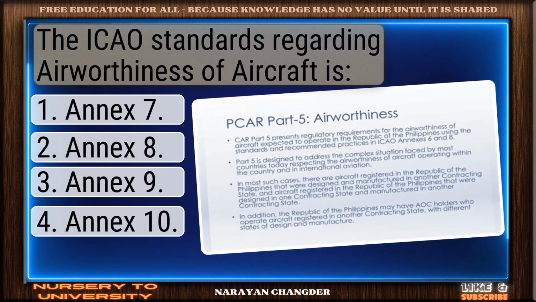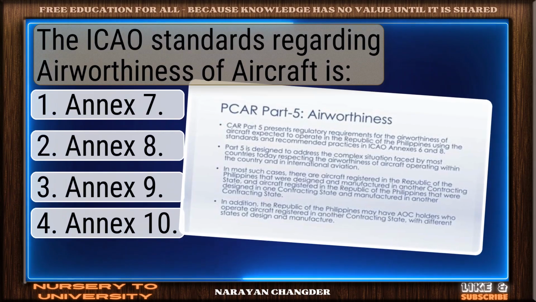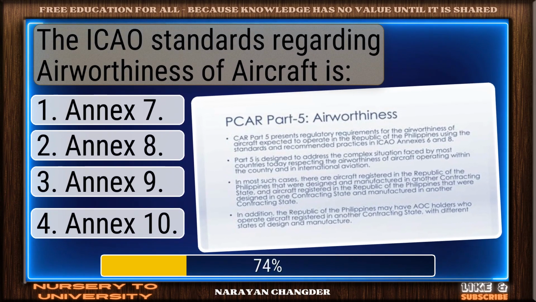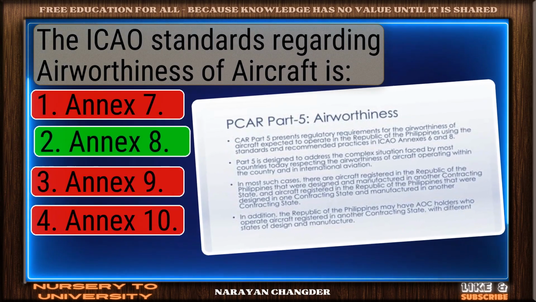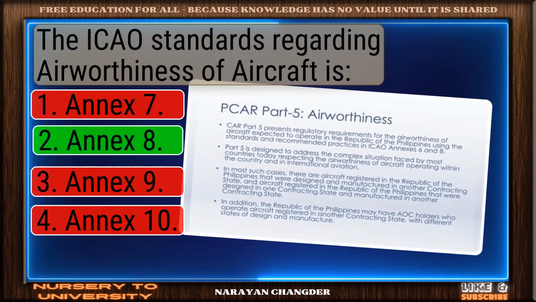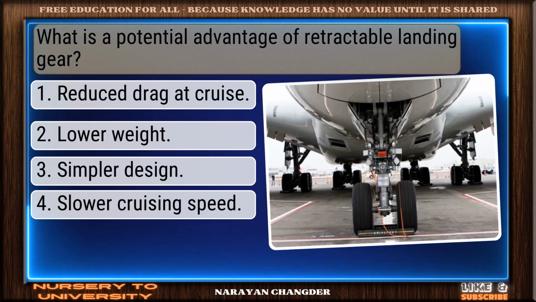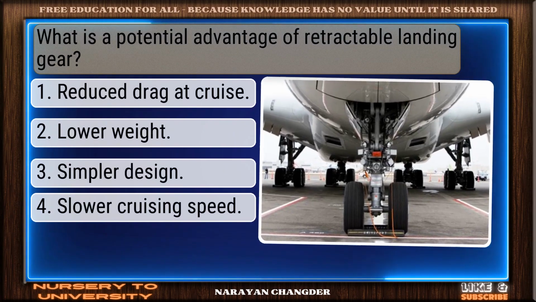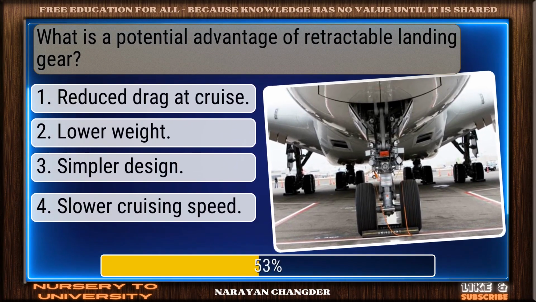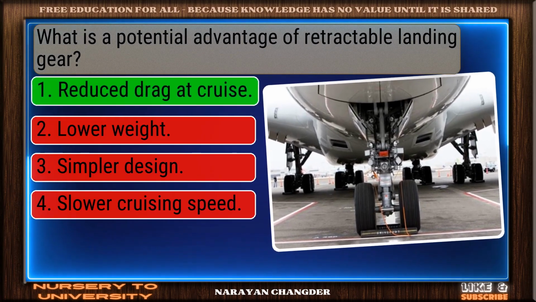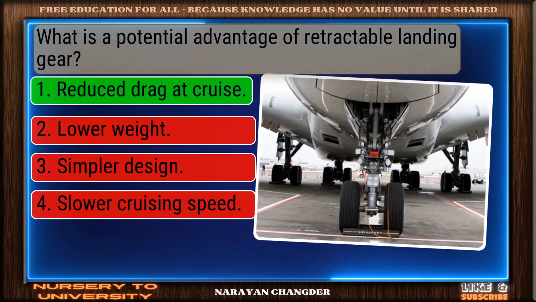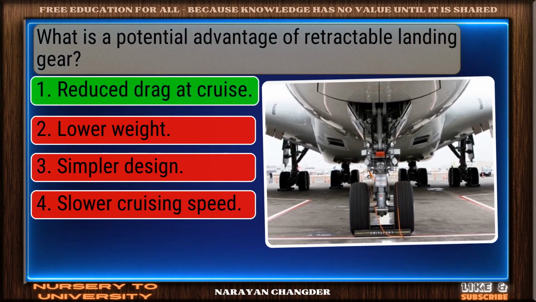The ICAO standards regarding airworthiness of aircraft is? Clear logic. Your choice, Annex 8, is sound and 100% true. What is a potential advantage of retractable landing gear? Great thinking. Reduced drag at cruise is the right choice.